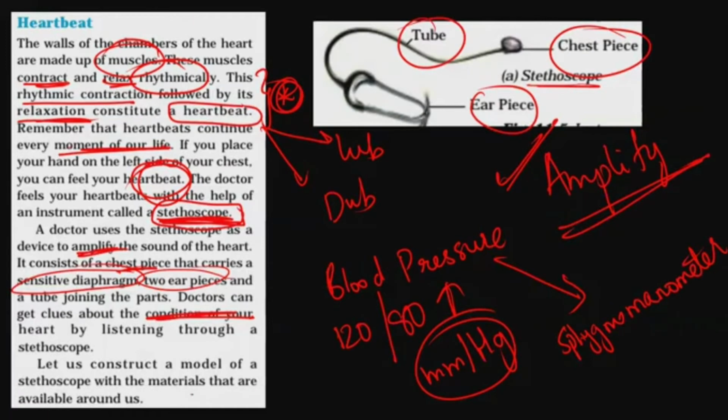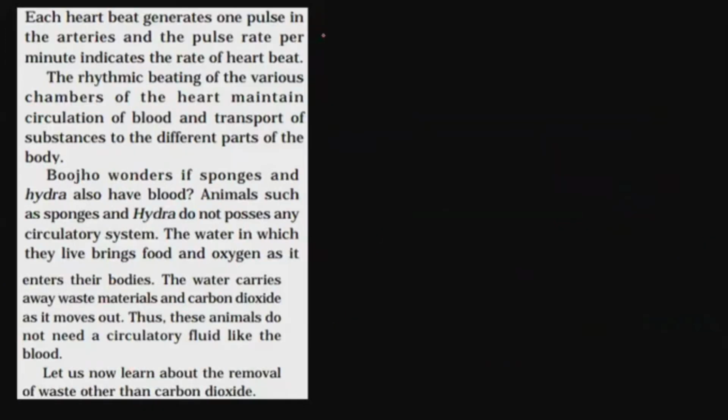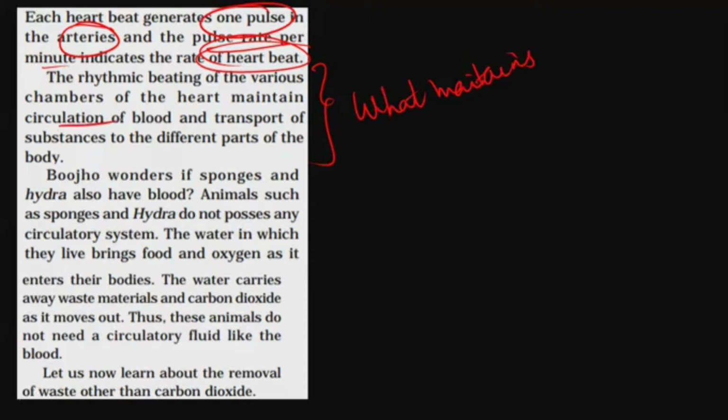Now, there is an activity about constructing a model of the stethoscope with material, so you can have a read-through of that as well. So each heartbeat generates one pulse in the artery. Okay, one pulse in the artery, as we had checked the throbbing in the previous activity as well. And the pulse rate per minute is nothing but the rate of your heartbeat or your heart rate. Now, the rhythmic beating of various chambers, they maintain circulation. What maintains circulation and transport? It is the rhythmic beating of various chambers of the heart.